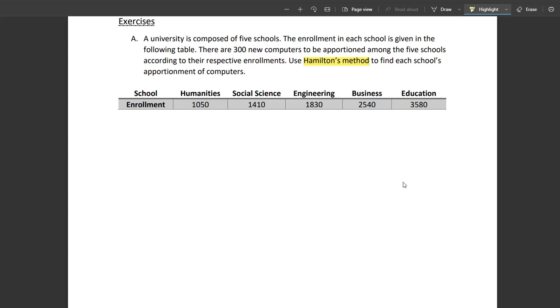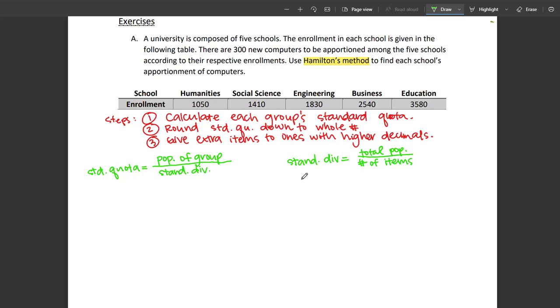So our first exercise: we have a university which is composed of 5 schools. The enrollment in each school is given in the following table. There are 300 new computers to be apportioned among the 5 schools according to their enrollments. Use Hamilton's method to find each school's apportionment of computers. We are first going to calculate each group's standard quota. The definitions that we need are standard quota and standard divisor, so we have to have the standard divisor to calculate the standard quota.